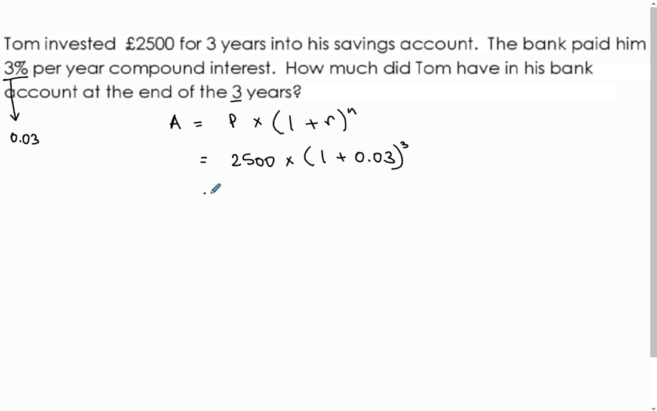Okay, and the amount you have at the end of the 3 years will be 2,731.82. Always leave it to 2 decimal places because it's money.